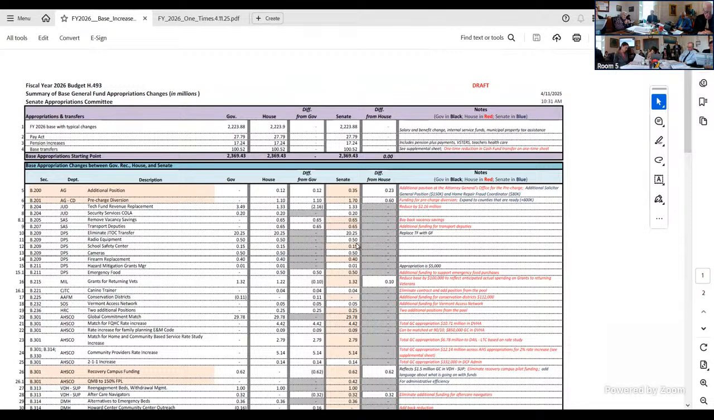Okay, so moving on to line 10, the JTOC transfer, keeping where the House was and getting rid of the T-fund transfer to the general fund, leaving in $500,000 for the radio equipment, public safety. Then we have highlighted as more conversations and decisions on the money for the school safety center.